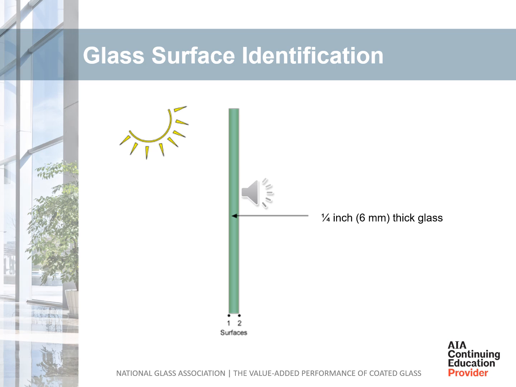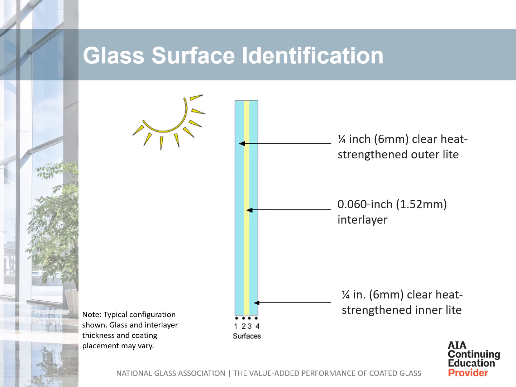This graphic shows the surface numbers applied to a monolithic piece of glass. They are numbered surface 1 and surface 2, starting from the outside or weather side to the inside or interior of the building. Each piece of glass has 2 surfaces which get a number no matter the construction. Here is a typical laminated glass construction where the surfaces are numbered from 1 to 4 from the exterior to the interior of the building. The interlayer itself is not numbered.